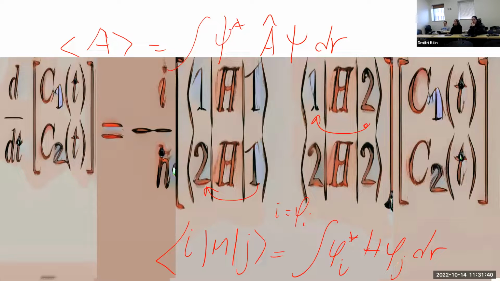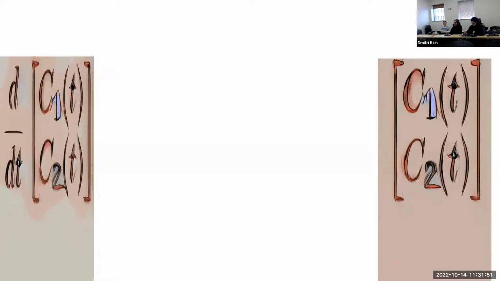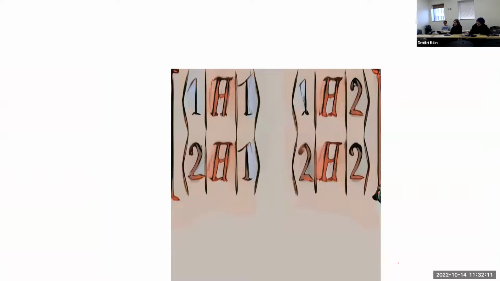In some sense, we are done, but I have another 50 slides to jump through. At the beginning and at the end, we have the same vector, the vector of expansion coefficients. And the equation is an equation of motion with constants and the matrix of matrix elements of the Hamiltonian.